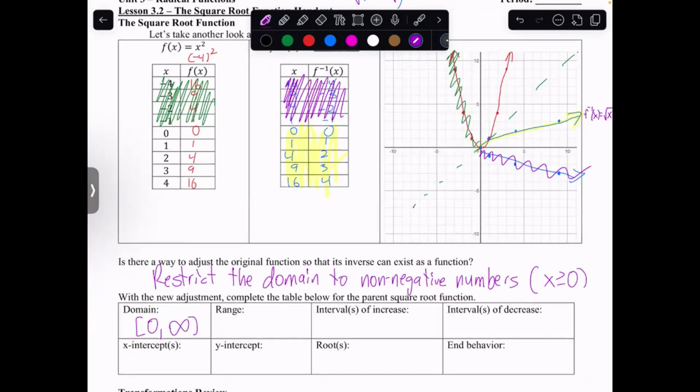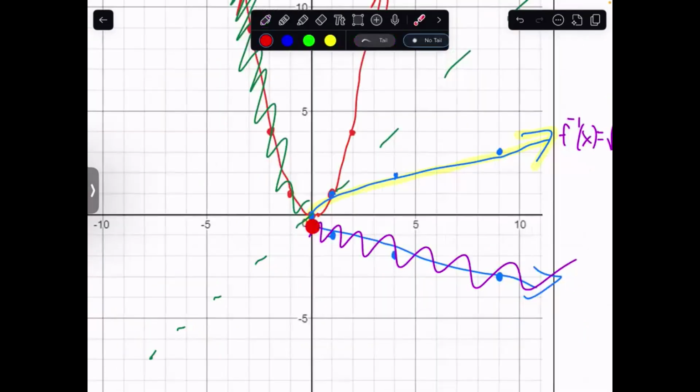If you look at our square root function, the left end is just a dot, but the right end goes forever. So you only have an arrow on one side of your graph.